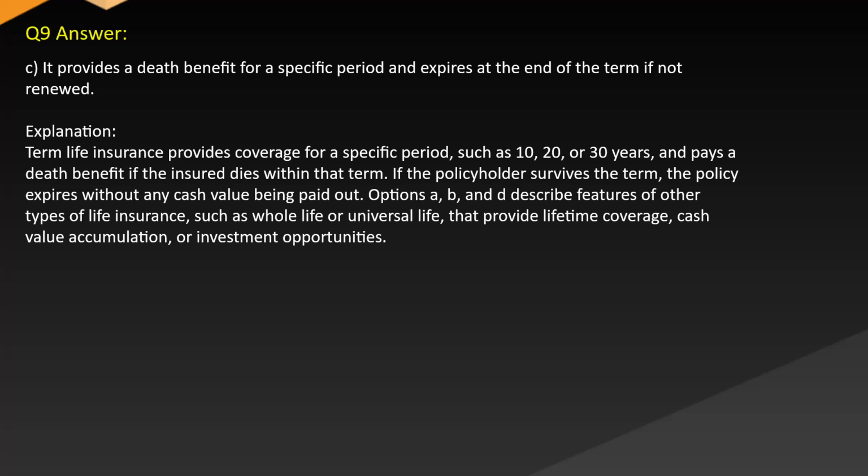Answer: C. It provides a death benefit for a specific period and expires at the end of the term if not renewed. Explanation: term life insurance provides coverage for a specific period, such as 10, 20, or 30 years, and pays a death benefit if the insured dies within that term. If the policyholder survives the term, the policy expires without any cash value being paid out. Options A, B, and D describe features of other types of life insurance, such as whole life or universal life, that provide lifetime coverage, cash value accumulation, or investment opportunities.